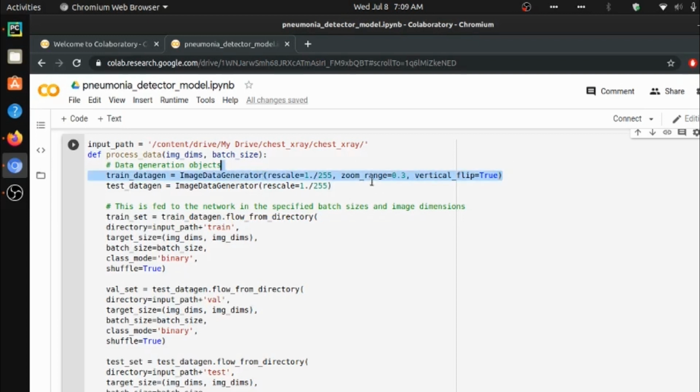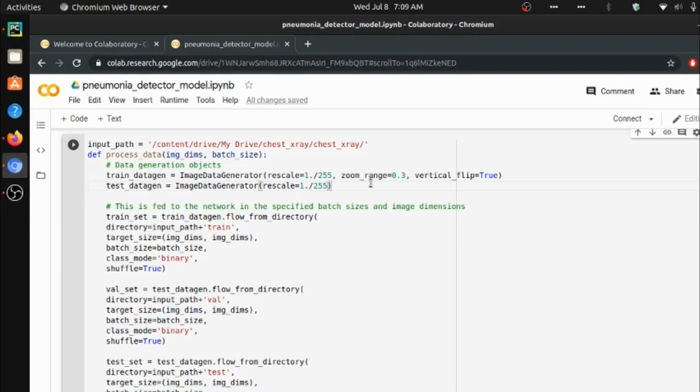But in case of test, I am just keeping it a simple normalization, because I do not think somebody will zoom into the image and show. In the testing data set, it would be just the image of the chest X-ray, and it would just be normalized in order to make it more efficient.